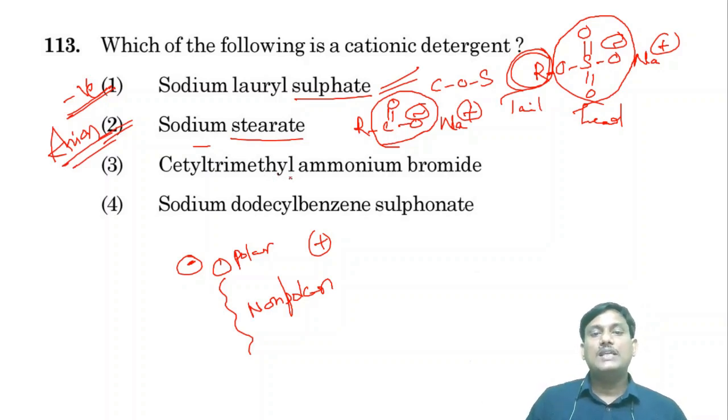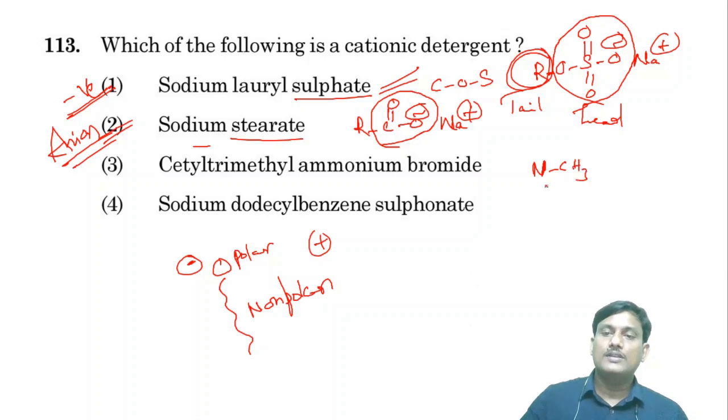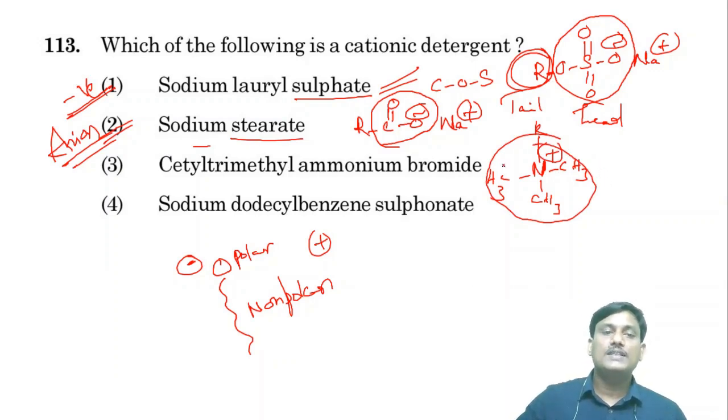And cetyl trimethyl ammonium bromide. Cetyl is a very long-chain alkyl group. In cetyl trimethyl ammonium bromide, you can find CH3, CH3, CH3, and the alkyl group with the long chain. Here there is a positive charge at the head. So this one is a positively charged, or cationic, detergent.